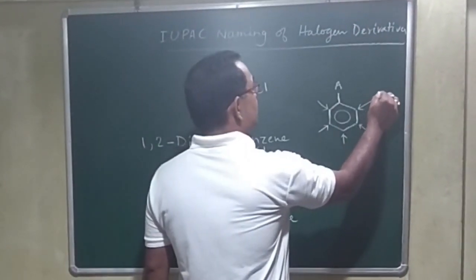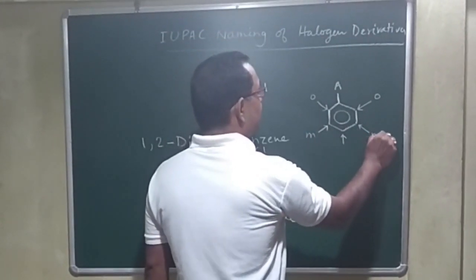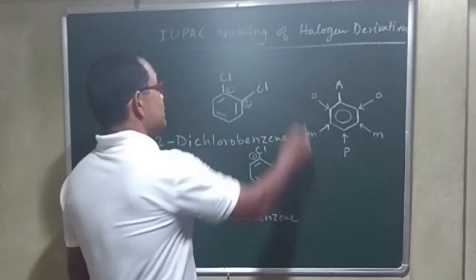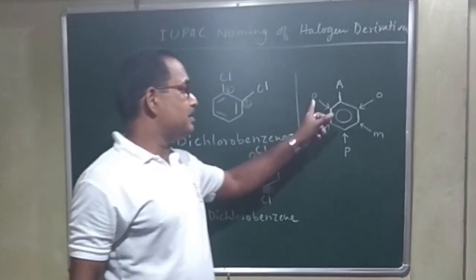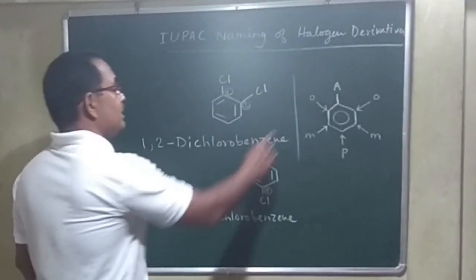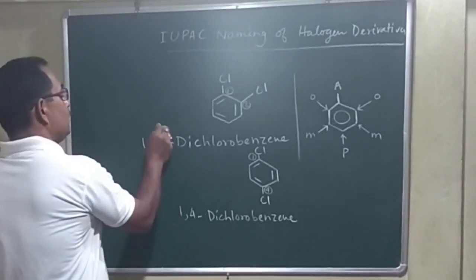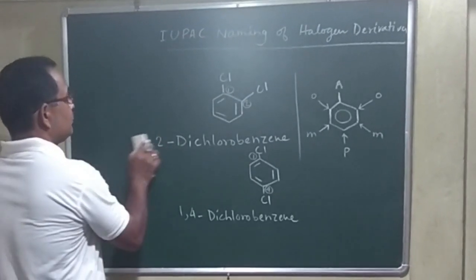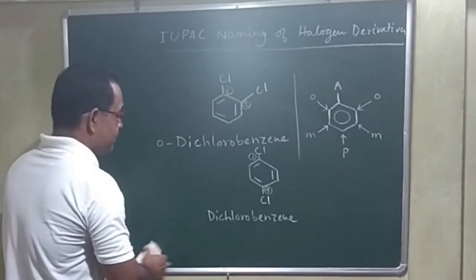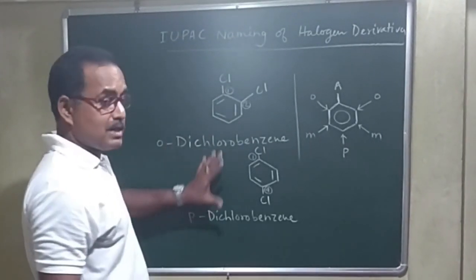Now these 2 positions are called ortho. O for ortho. These 2 are called meta. M for meta. And this one position is called para. So in case of substituted benzene, we can have three types of positions: ortho position, meta position, and para position. So these two positions are ortho, so this can be simply called ortho-dichlorobenzene. And this is para-dichlorobenzene. So these two names are also allowed.